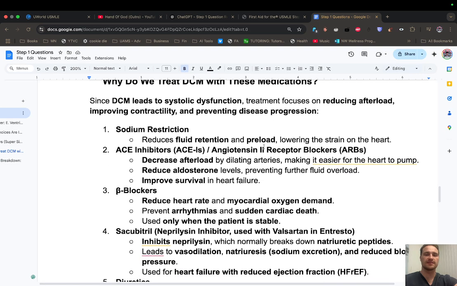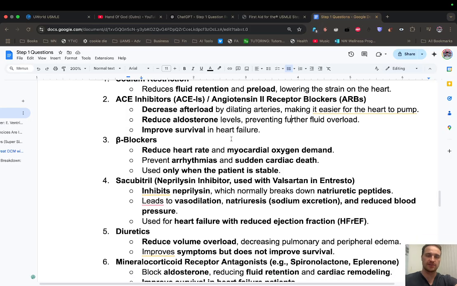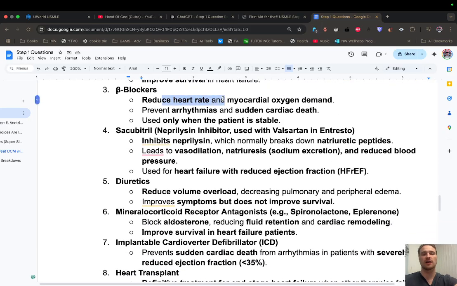So talking about how we treat this: sodium restriction. I said you treat it with sodium, but you treat it by reducing the sodium, because that means less fluid is retained and decreases the preload, and that lowers the strain on the heart, because right now the heart is really damaged and strained. So you've got to reduce that preload. ACE inhibitors can also decrease the afterload because they dilate the arteries and make it easier to pump, which reduces the work, and they reduce aldosterone levels as well, which prevents fluid overload and is good for survival rates. Beta blockers reduce the heart rate, so there's less oxygen demand.